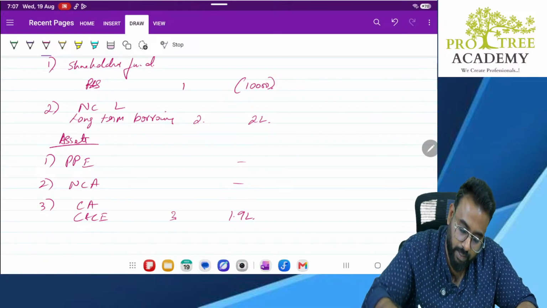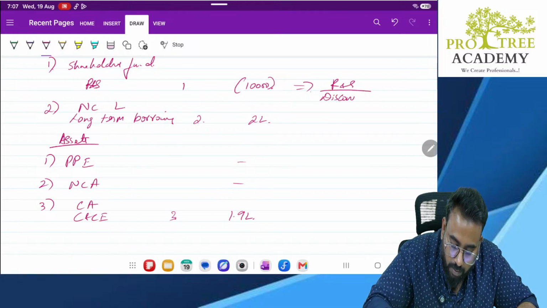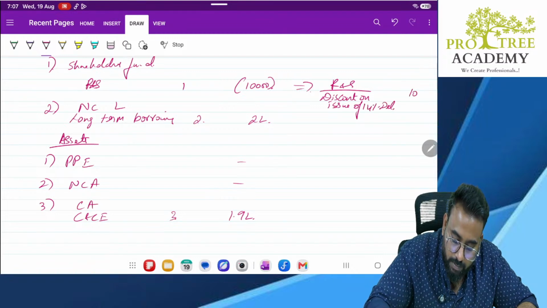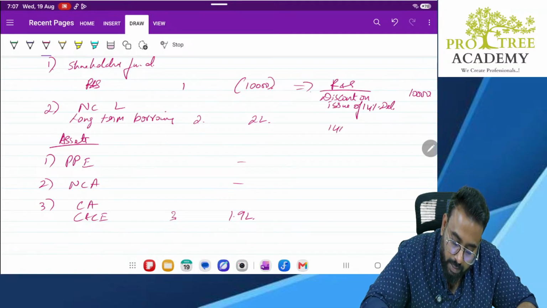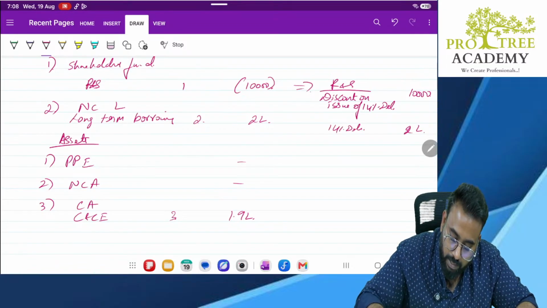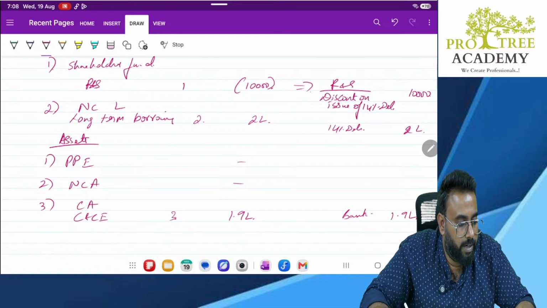Note number 3. Note number 1, what comes? Under reserves and surplus, write down discount on issue of 14% debentures. How much? 10,000. Here 14% debentures, 2 lakhs. Here bank, 1.9 lakhs. Clear? Any doubts in this?